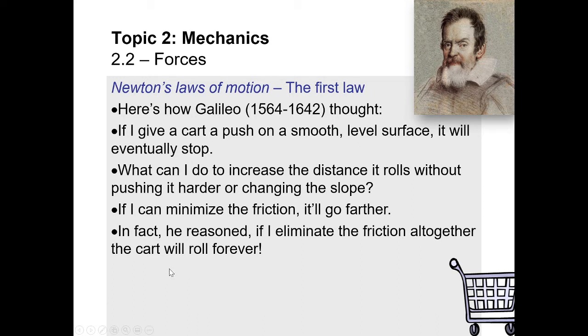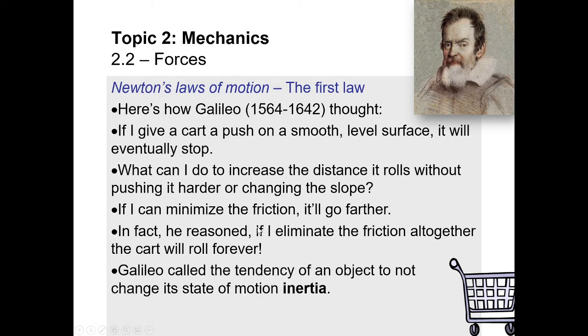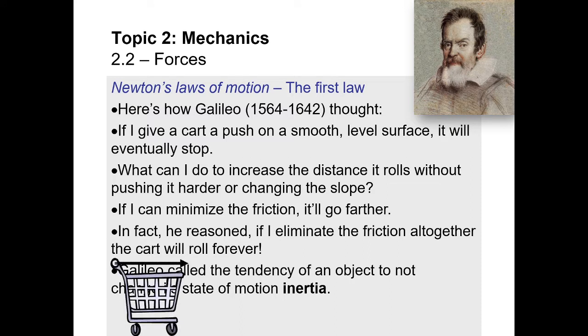And Galileo theorized, well, if I take out friction completely, the cart should theoretically move forever at that same speed. And this was actually the correct analysis of the situation. So Aristotle had some good ideas, but unfortunately they were incorrect. Galileo's ideas, on the other hand, were correct. And Galileo therefore coined the term inertia. Inertia is the tendency of an object to stay in its current state of motion. Said another way, an object wants to keep doing what it's doing unless acted upon by an external force. Okay, so theoretically, this thing should go on forever in the presence of no friction.